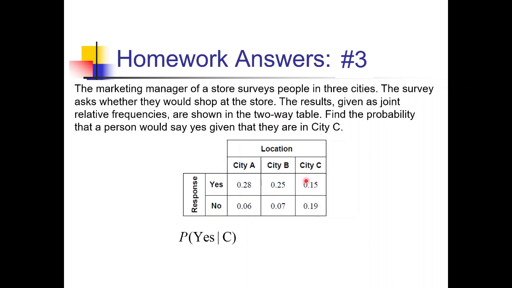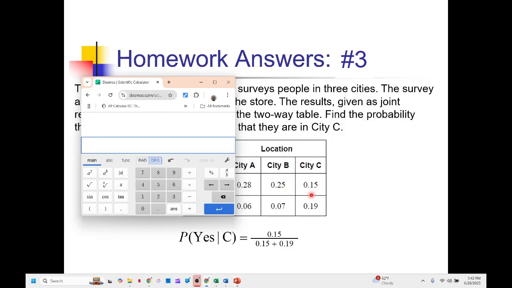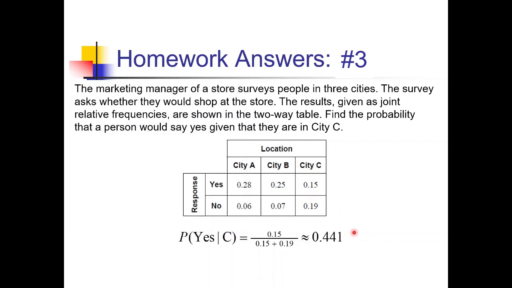So we've got yes and C, that's going to be 0.15. And then city C, the probability of living there is just 0.15 plus 0.19. So let's run those numbers on the calculator. So fraction 0.15 over 0.15 plus 0.19 comes out to about 0.441. So there is a 44.1% chance that somebody who lives in city C would say yes and shop at the store.